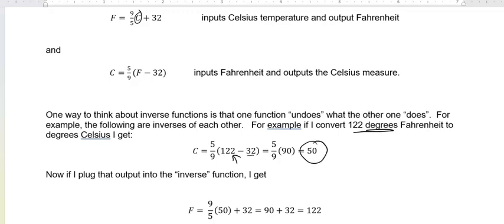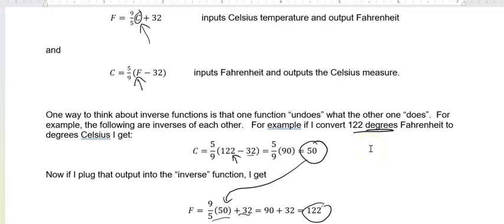Now I take that, and I just plug it into my other function, my Fahrenheit function. What happens? Well, I plug it into this function, my other function. I take the Celsius value of 50, 9/5 of 50, that should be 90, and then plus the 32, and I get 122. So I'm right back where I started. So one function undoes the other one. That's one way to look at it.